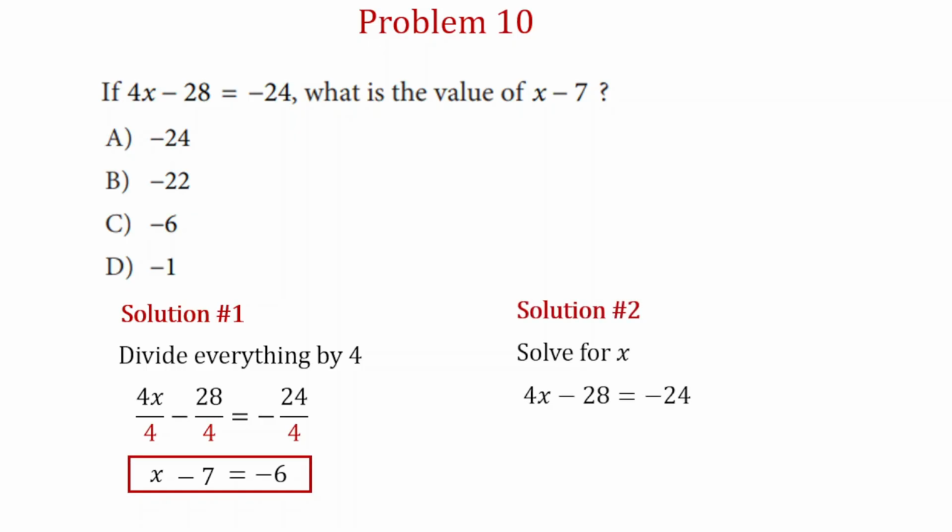The second solution is solving for x. 4x equals negative 24 plus 28, which is 4. Dividing by 4, x equals 1. So x minus 7 equals 1 minus 7, which equals negative 6.